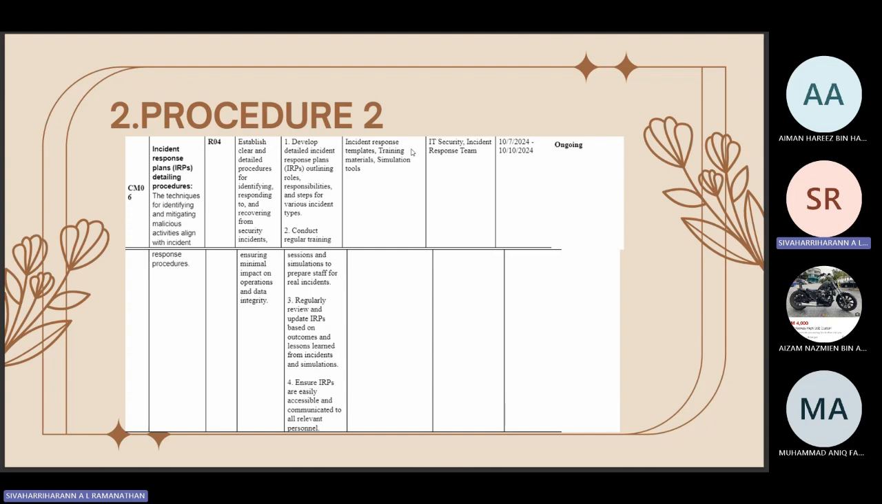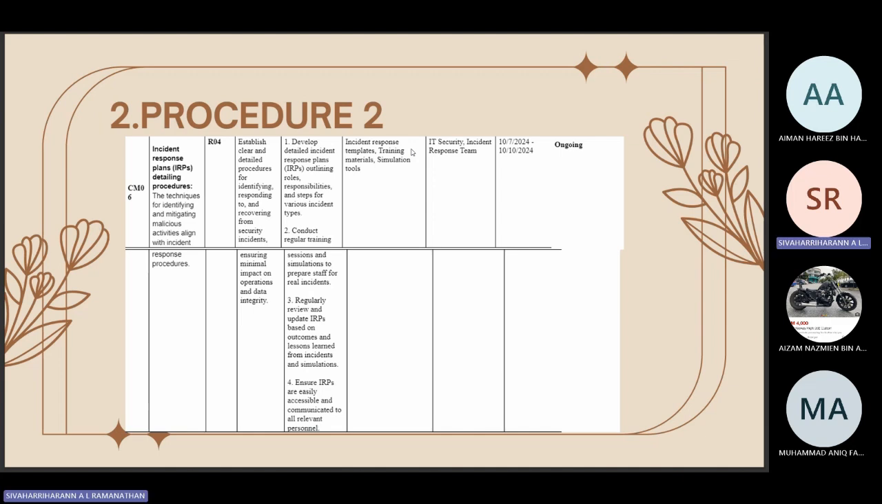So for the procedure, which is IRP, incident response plans, establish clear and detailed procedures for identifying, responding to, and recovering from security incidents, ensuring minimal impact on operation and data integrity. This includes developing detailed IRPs, conducting regular training sessions and simulations, regularly reviewing and updating IRPs, and ensuring IRPs are easily accessible and communicated to all relevant personnel.